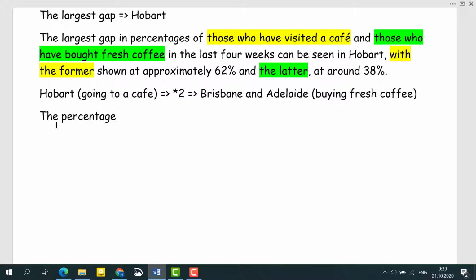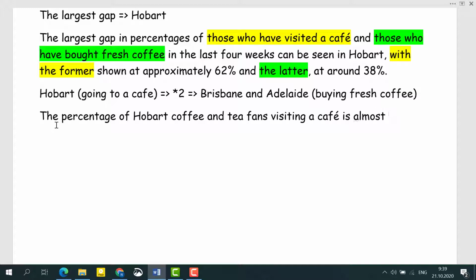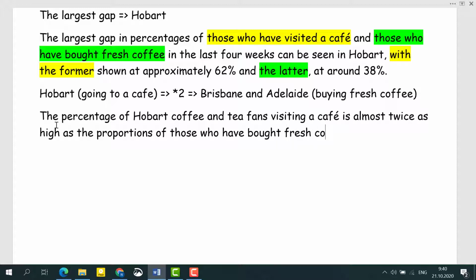The percentage of Hobart coffee and tea fans visiting a cafe is almost twice as high as the proportions of those who have bought fresh coffee over the last month in Brisbane and Adelaide.